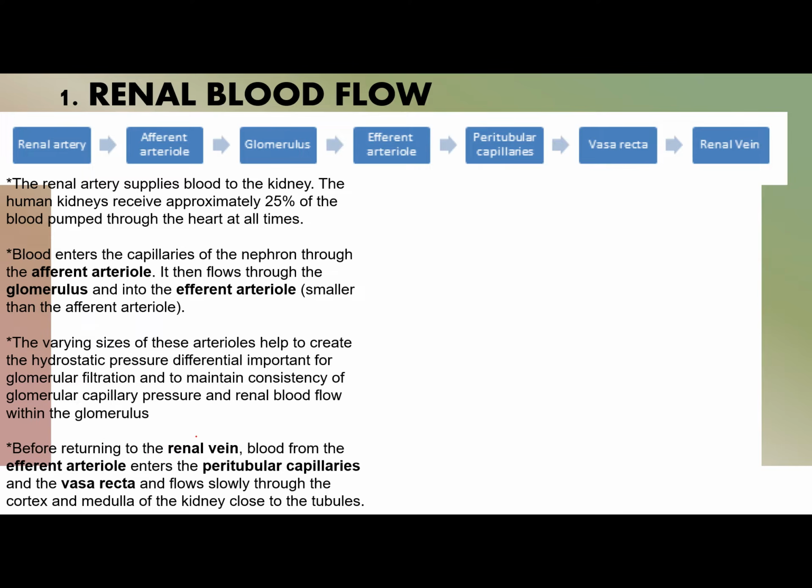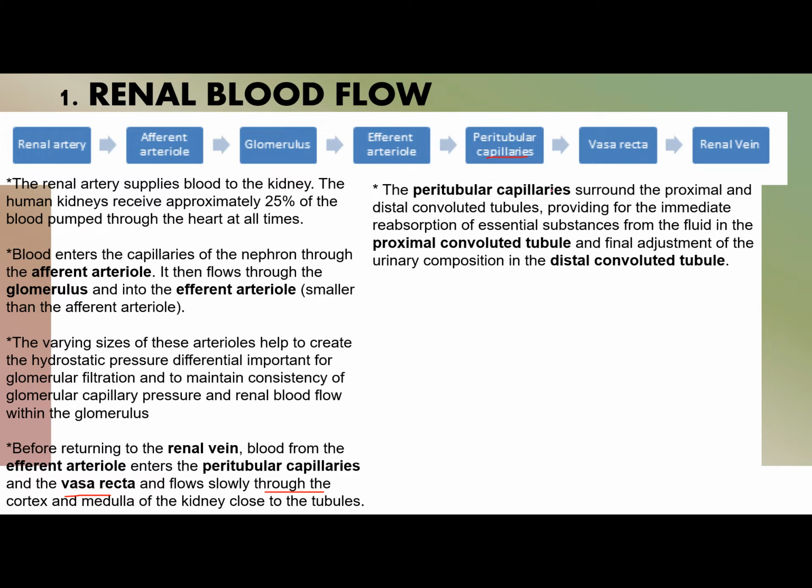Now, before returning to the renal vein, bago siya pumunta ng vein, the blood from the efferent arteriole would now enter the peritubular capillary. So, nasa peritubular capillaries na siya, and then after that, it would go to the vasa recta. And it would flow slowly through the cortex and the medulla of the kidney close to the tubules. Then after that, take note of this class.